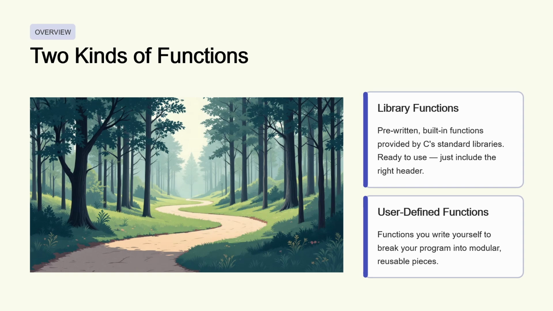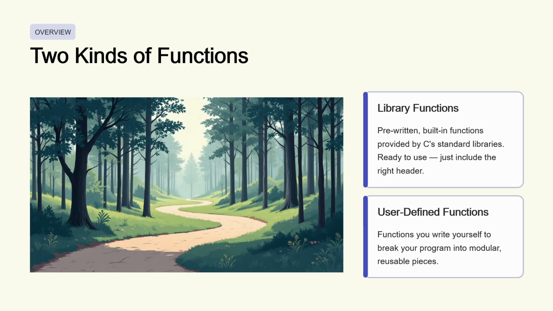Now we are going to see two different kinds of functions. In C programming, functions are broadly divided into two main types based on how they are created and used. These are library functions and user-defined functions. Library functions are pre-written built-in functions provided by C standard libraries. They are ready to use, but we just need to include the right header file. Whereas user-defined functions are the functions that we write to break our program into modular, usable pieces.